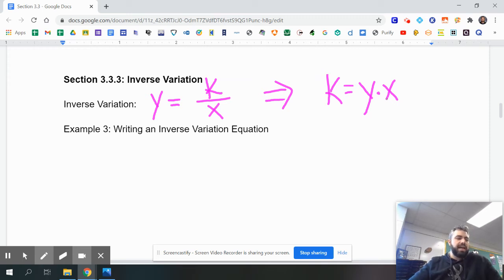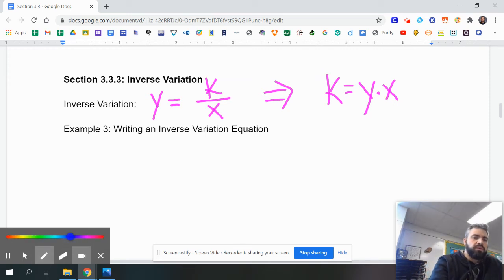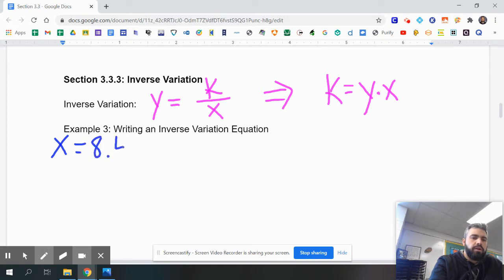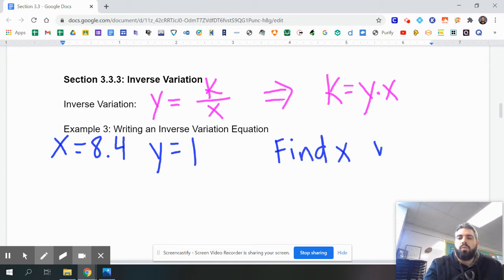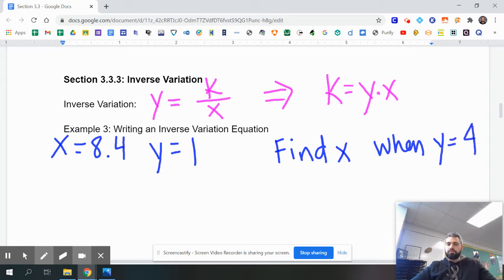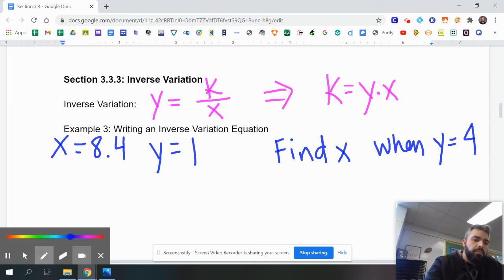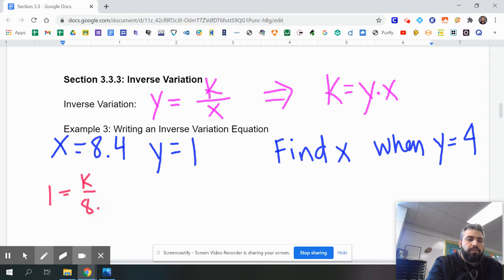Suppose X is equal to 8.4 and Y is equal to 1, and X varies inversely with Y. Find X when Y equals 4. Okay, so let's set it up like we did before. Again, we don't have a K, and that's all right. That's no big deal. But we can do this. We're going to say that 1 is equal to K over 8.4.